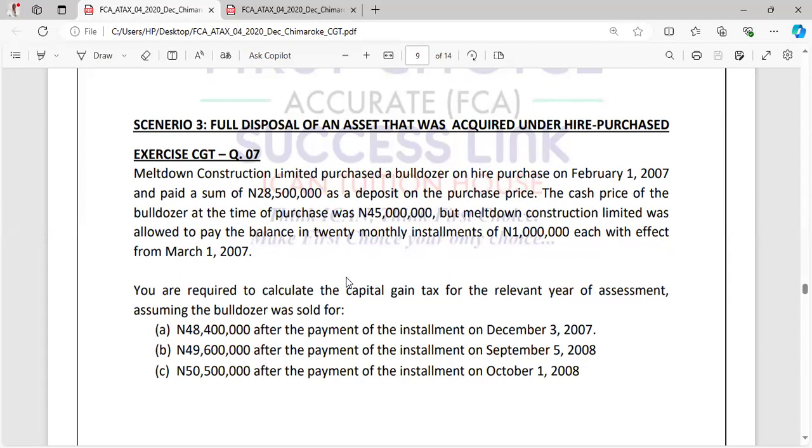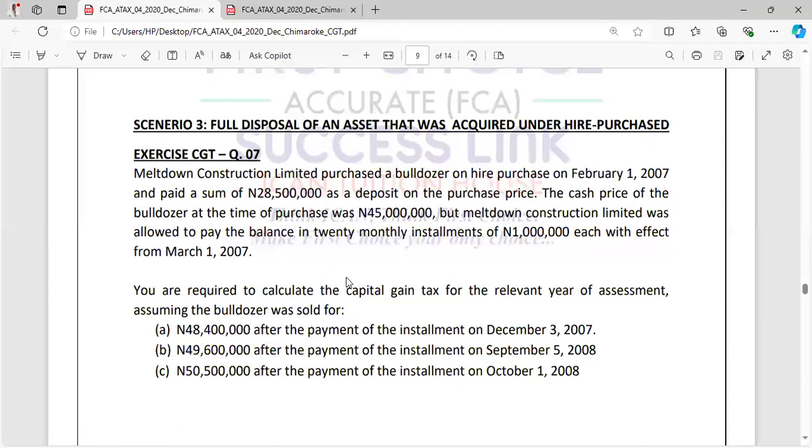It means that whenever you make your installments, your payments, they contain capital elements and interest elements. We need to know the interest element so that we can remove it from the total payment, so that only the capital element remains. That's what we are going to do. The cost of acquisition is the capital payments of your installment.